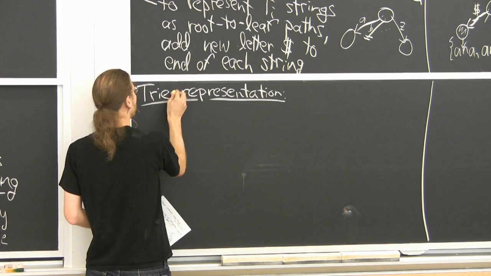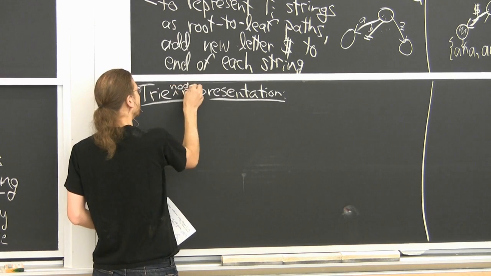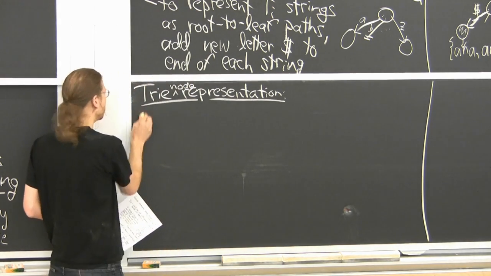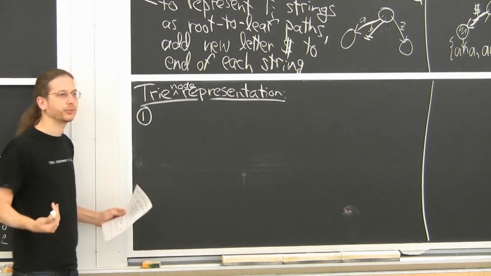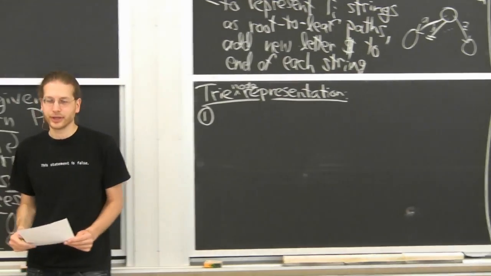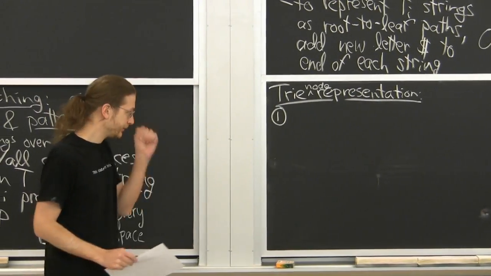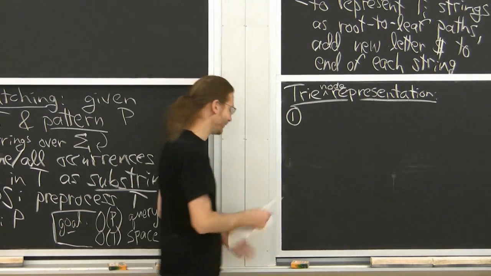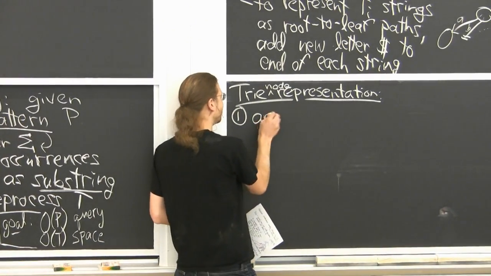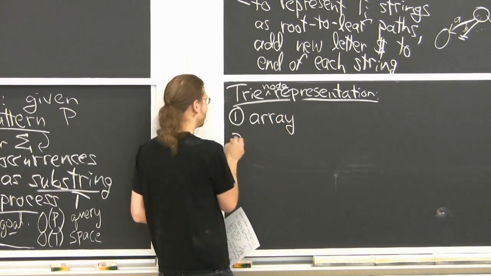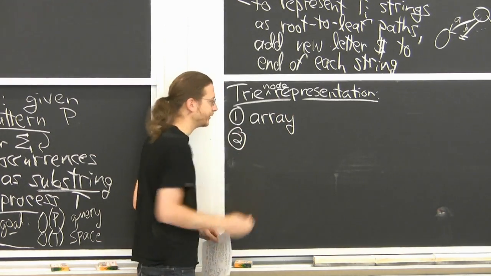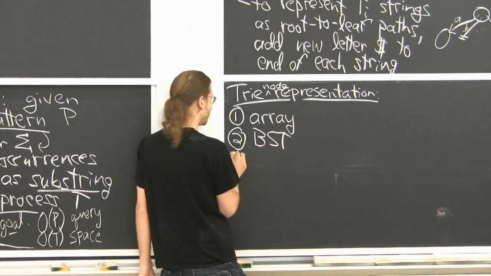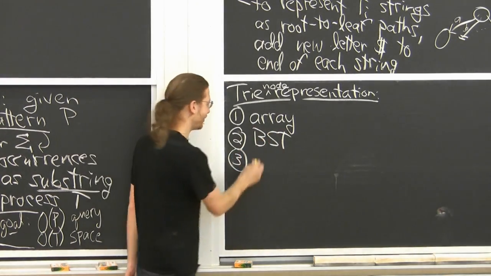So let's think about how you might represent a trie, or the node of a trie. Let's call this trie node representation. So, any suggestions? What are the obvious ways to represent the node of a trie? Nothing fancy. I have 3 obvious answers at least. Array. Good, that was my number 1. Any more? That's, I think, the most obvious. Tree. Good. Do a binary search tree. Or? Hash table. Good.